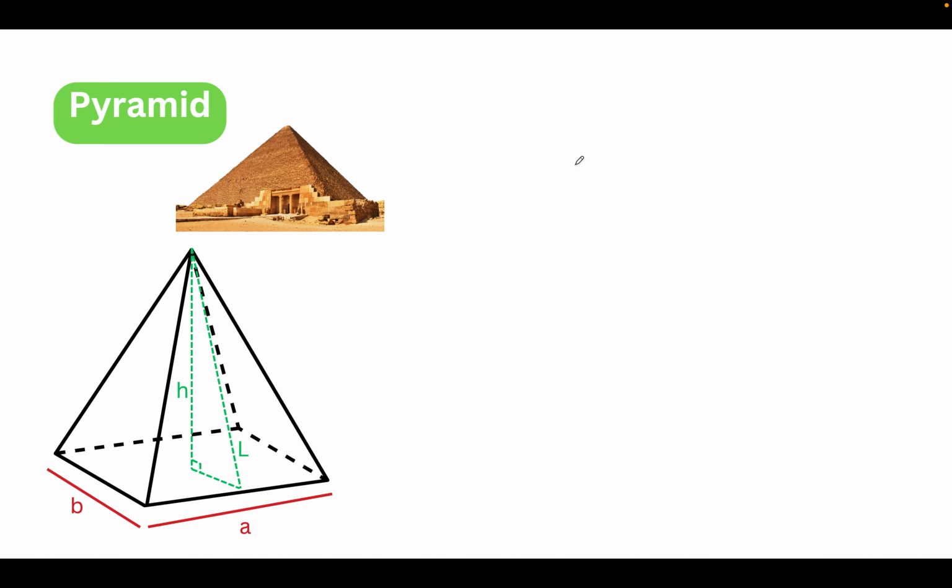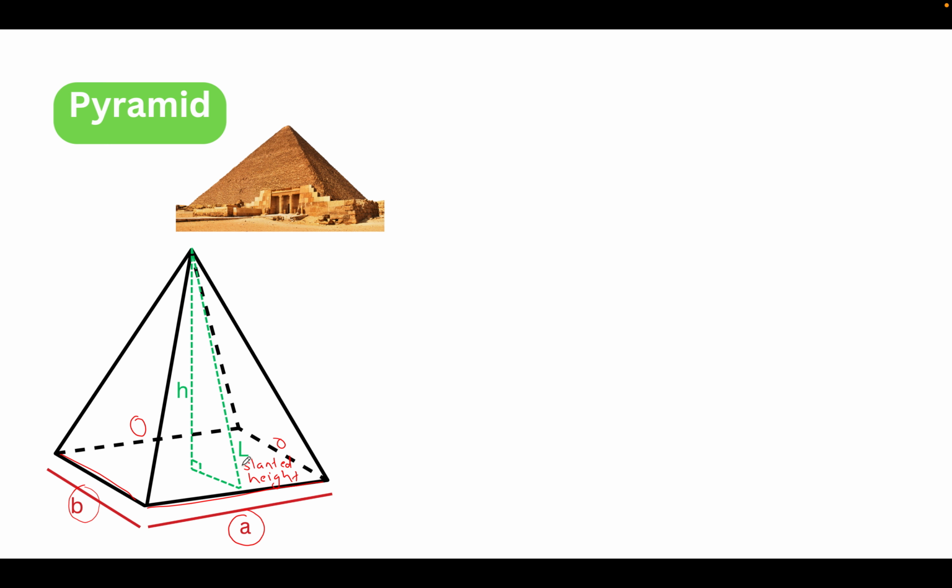So this is the pyramid of Egypt, and this has the length of each side. Here I have shown you the rectangular pyramid, which has the measurement of this side as A, and this side as B, and we have the vertical height, and we have the slanted height. Slanted height is written as L.